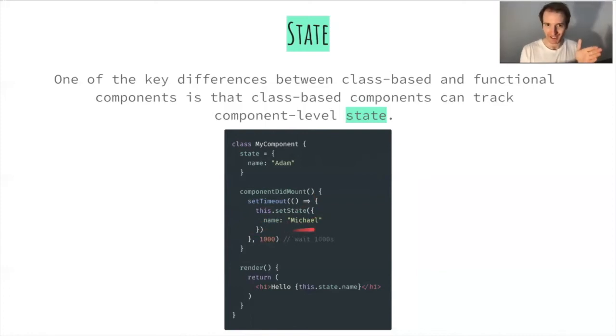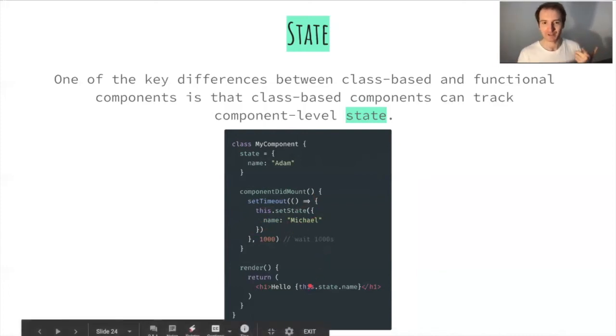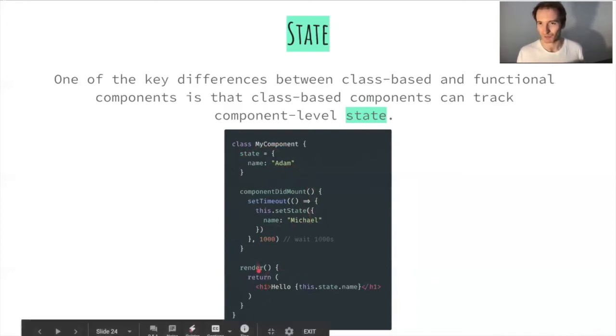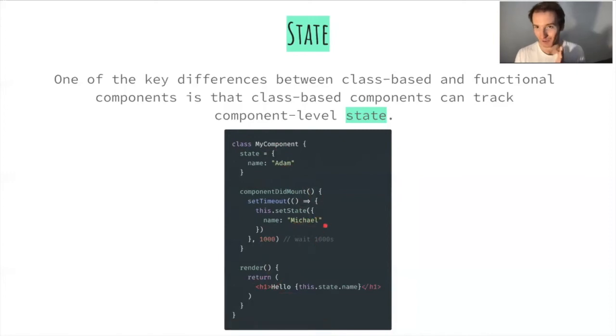So what should happen here is that the first time this renders, we'll see hello Adam. The componentDidMount method is going to get triggered. 1 second later, we'll be resetting the state to the name equaling Michael. And then because that state got updated, finally, this render method gets triggered again, and the contents of our H1 are going to update to hello Michael.